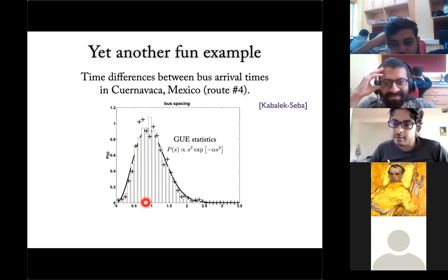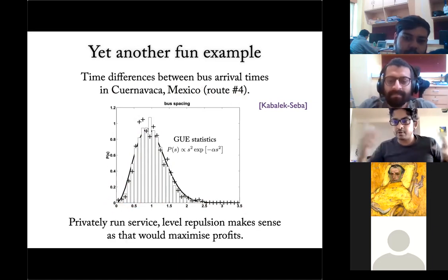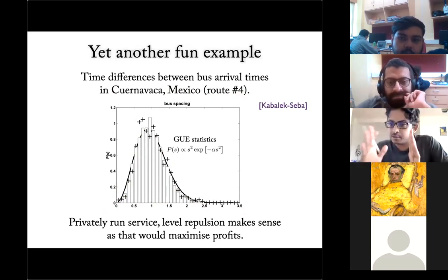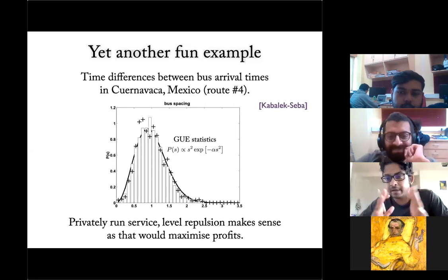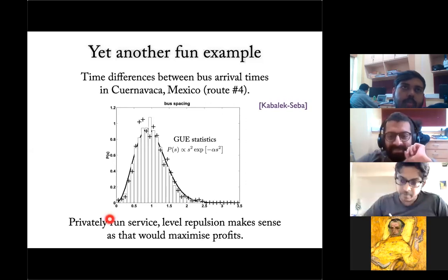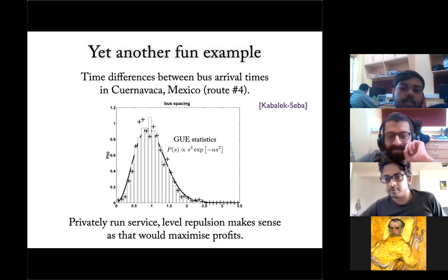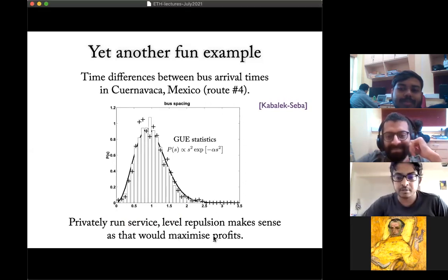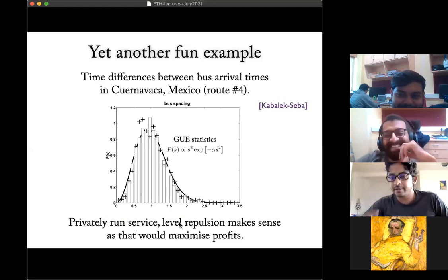And so there is level repulsion over here. And this actually makes sense from an economic viewpoint, because if the buses came really close to each other, I mean, if the arrival times were short, you wouldn't get enough passengers in your next bus, and thereby you wouldn't get some profit. So this is a privately run service. And the idea, as we saw in one of the lectures in the discussion sessions, is to maximize profits. And if level repulsion exists, this gives you a chance of maximizing profits.